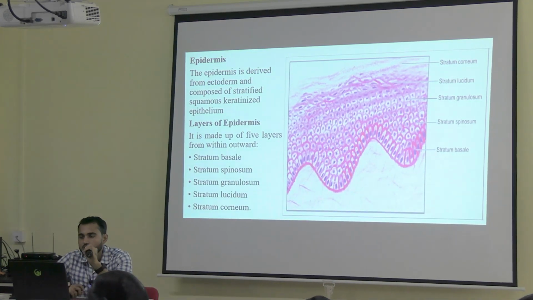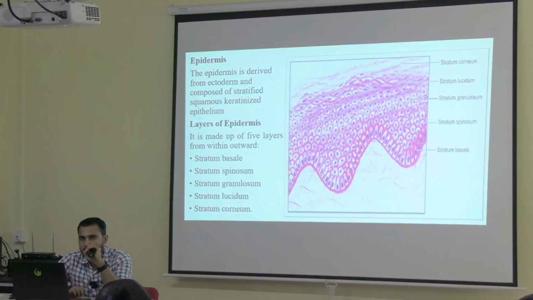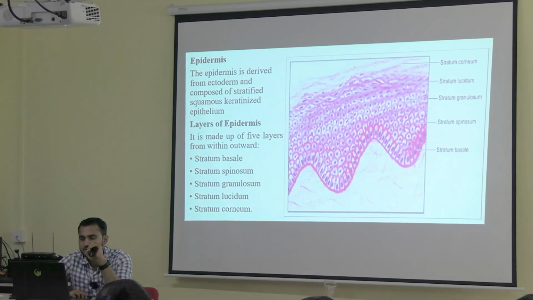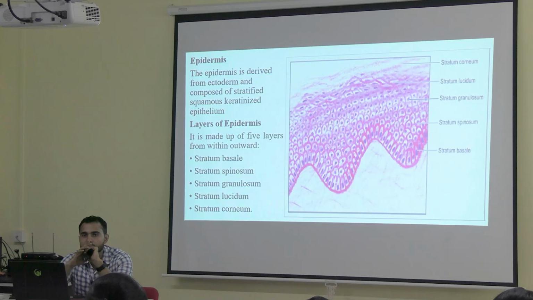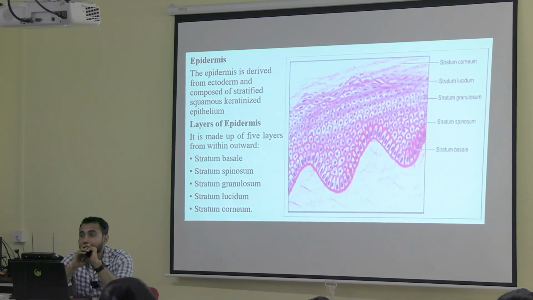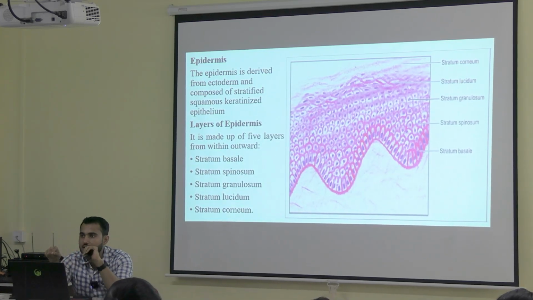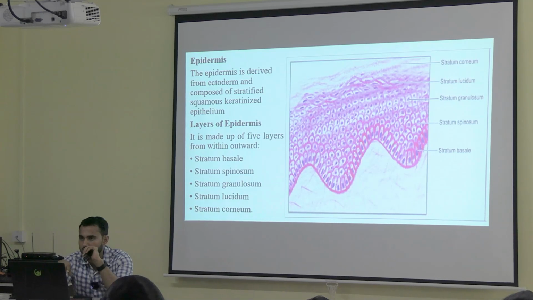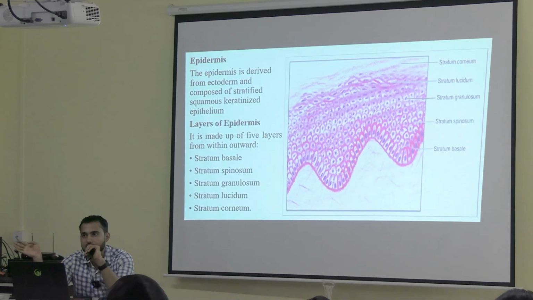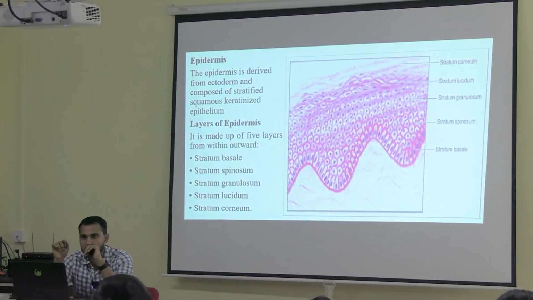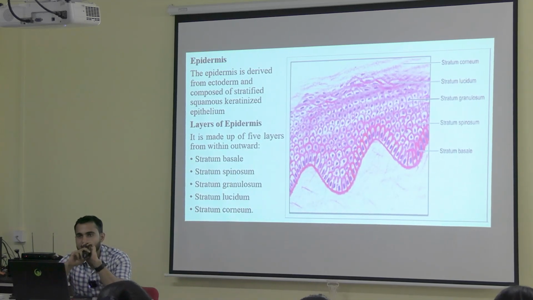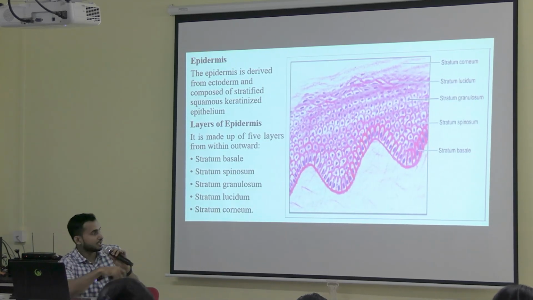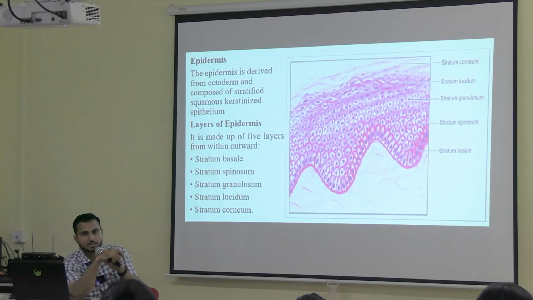The epidermis is derived from ectoderm and is mainly composed of stratified squamous keratinized epithelium. So the epithelium present in our skin is stratified squamous keratinized epithelium, which means keratin protein is present. Non-keratinized means keratin is absent, but in our skin, keratin protein is present. Now, if you see the layers, there are a total of 5 layers.